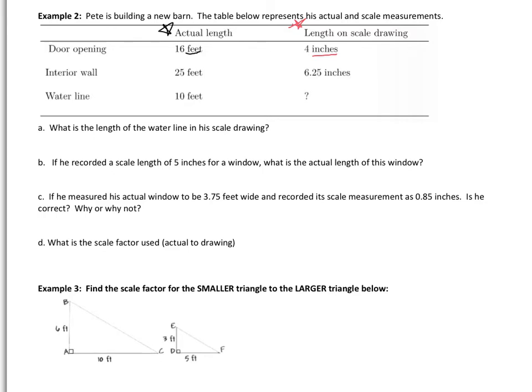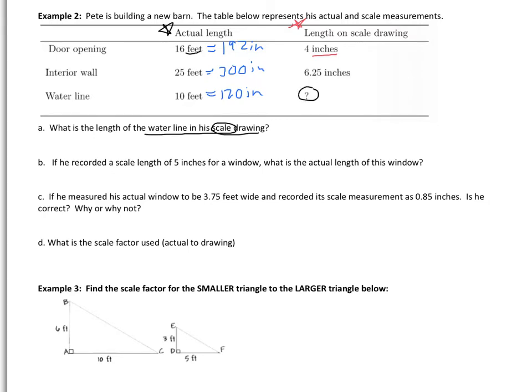So just for exercise here, I'm going to convert 16 feet to inches. Well, there's 12 inches in 1 foot, so 12 times 16 is 192 inches. 25 feet, again, 25 times 12 would give us 300 inches, and 10 feet would be 120 inches. And that's going to come into play later because our units have to be the same for us to solve. So our first question says, what's the length of the water line in his scale drawing?